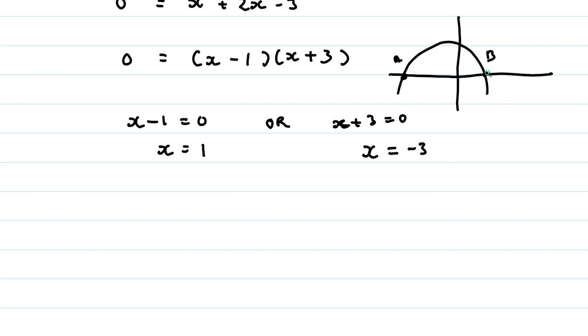So the value of y at the x-intercept is 0. To find the value of A, the value of x is negative 3, because we have a 0 there. So it's negative 3, and the value of y is 0. And the value of B is positive 1, and the value of y is also 0.